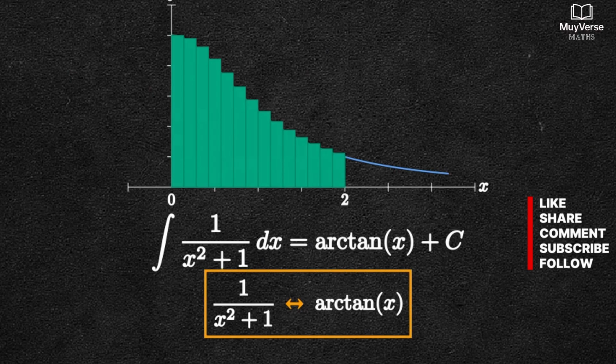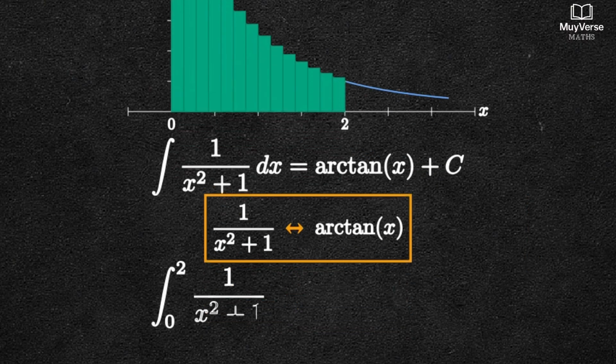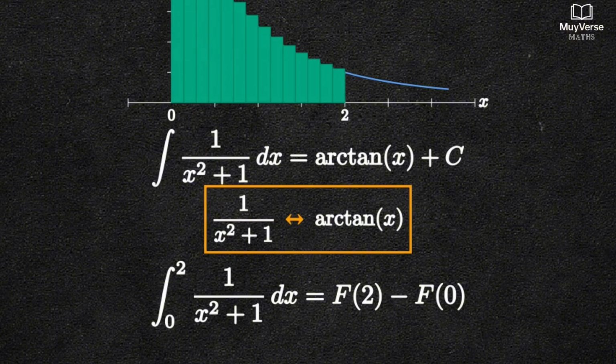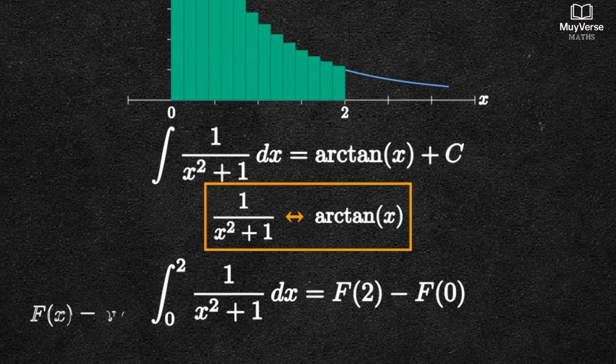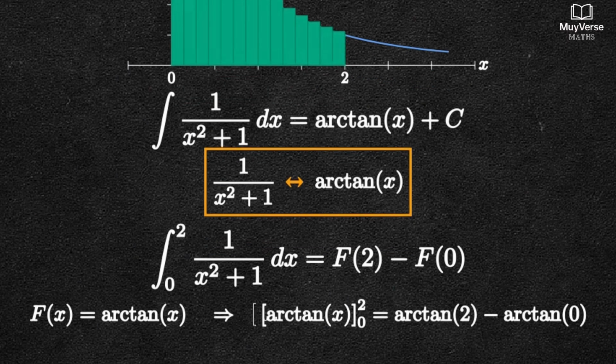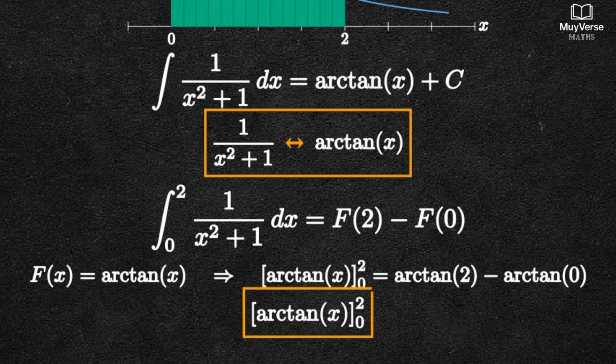Step 2. Apply the fundamental theorem of calculus. The integral from 0 to 2 of 1 over x squared plus 1 equals big F of 2 minus big F of 0, where big F is an antiderivative. Using big F of x equals arctangent of x, we get arctangent of 2 minus arctangent of 0.